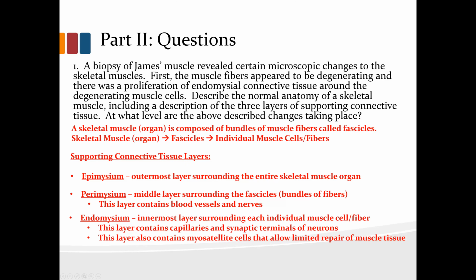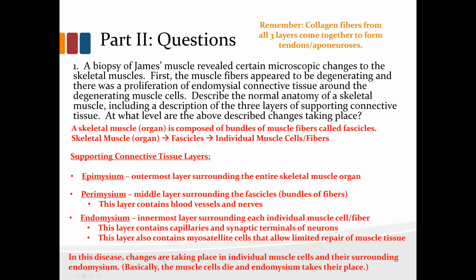So the last question said, at what level are the above described changes taking place? Notice that it meant that the muscle fibers or cells were degenerating and there was a proliferation of endomysial connective tissue. So that means that in this disease, changes are taking place in the individual muscle cells and the surrounding endomysium. Basically, what is happening is that the muscle cells are dying and the endomysium is taking their place. Also, just remember that the collagen fibers from all 3 of these layers, epimysium, perimysium, and endomysium, come together to form the tendon or aponeurosis.